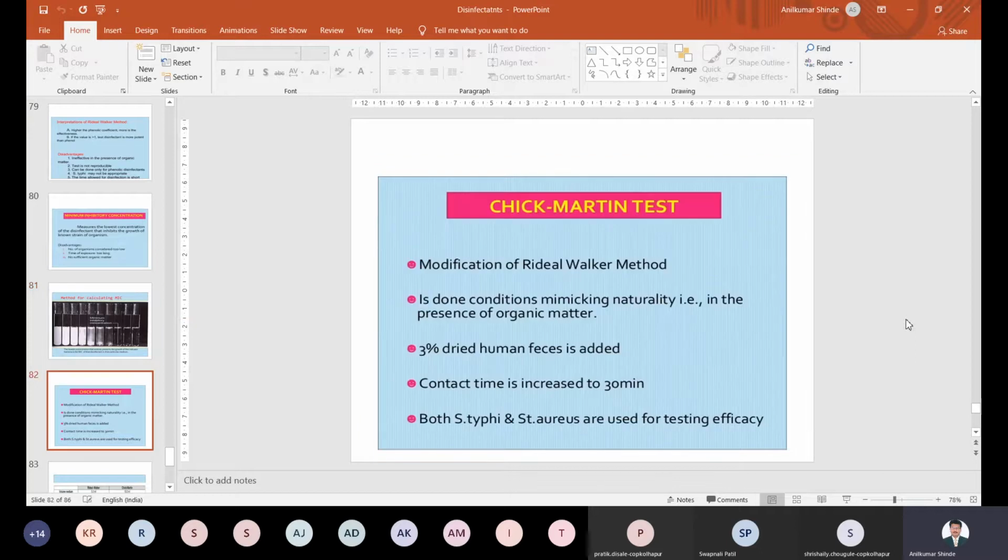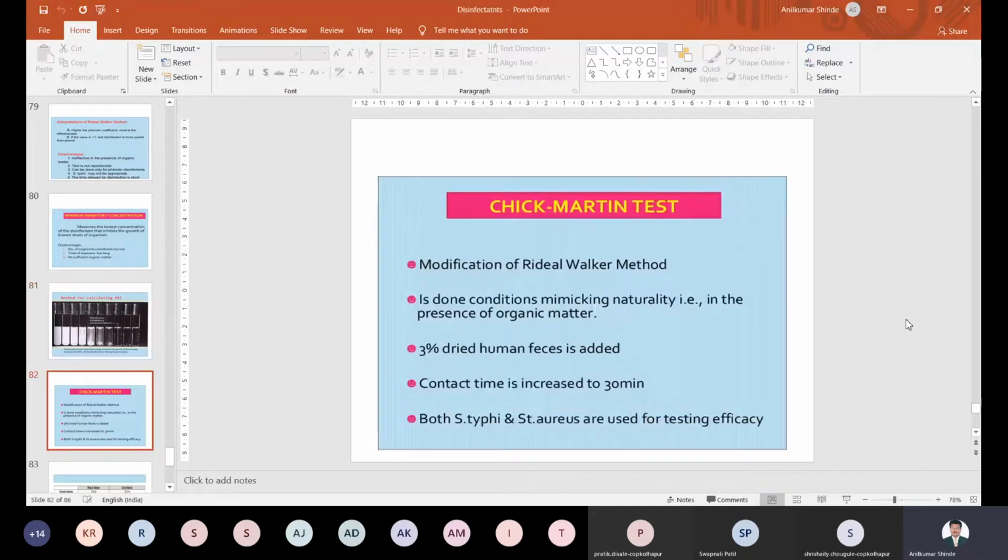Then the next test is the Chick-Martin test. The Chick-Martin test is a modification of the Rideal-Walker test. We have seen the Rideal-Walker test. In this, the conditions mimic nature by using the presence of organic matter. In the Rideal-Walker test, no organic matter was used.